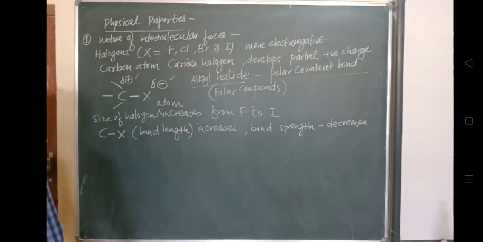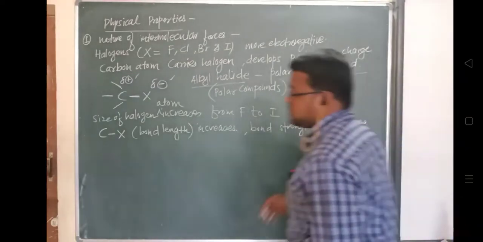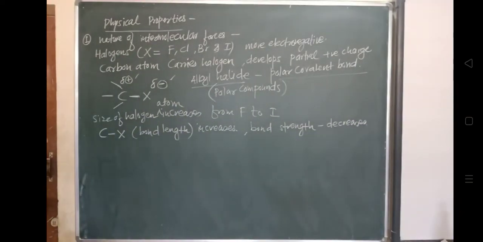So bond strength decreases with increase in the size of the halogen, and this is because of the size of the p orbital. Because this explanation we have already studied in group number 17 elements जो हम लोगों ने पढ़ा हुआ है chapter में. Okay, so the size of p orbitals of halogen increases and the p orbitals become more diffused. Okay, so we have already studied this.